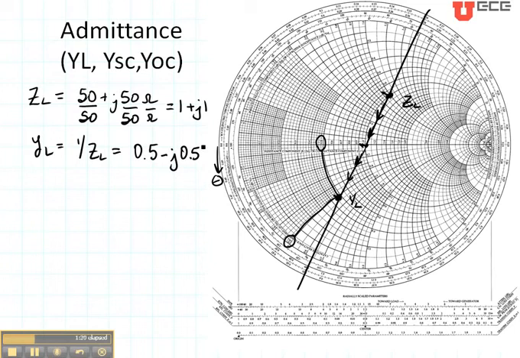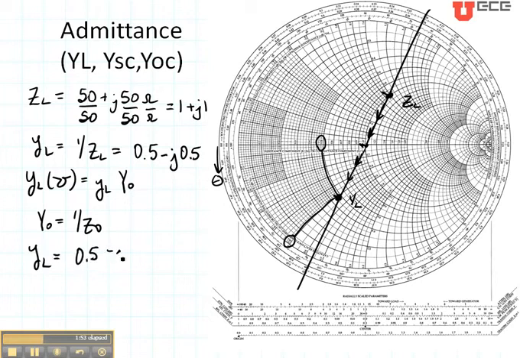If we wanted to know the admittance in mhos, we would have to denormalize. So in order to find YL in mhos, we're going to take YL on the Smith chart and multiply it by Y naught. Y naught is 1 over Z naught, so it's 1 over 50. So YL is going to be equal to 0.5 minus J 0.5, and then we need to multiply by 1 divided by 50, and that's going to give us the value in mhos. And that's equal to 0.01 minus J 0.01 mhos.